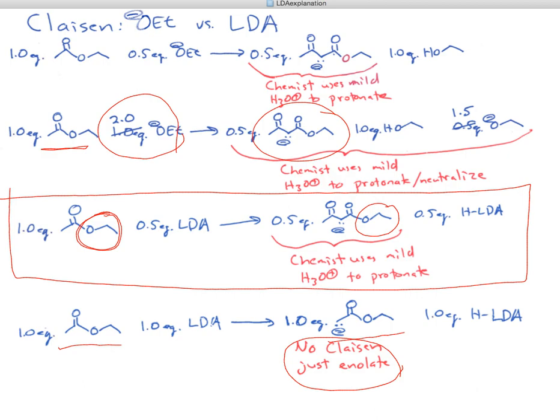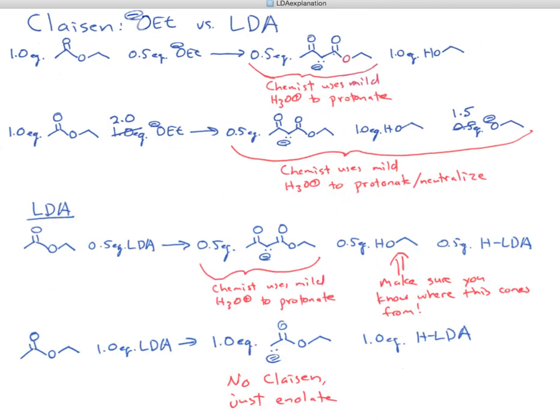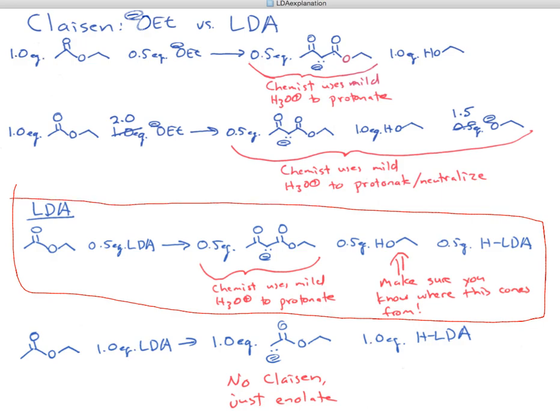Okay, here's the answer. Here we are with the way I should have written the equation. Notice there is half an equivalent of ethanol produced in this process. That's what I left out. This equation is entirely balanced.